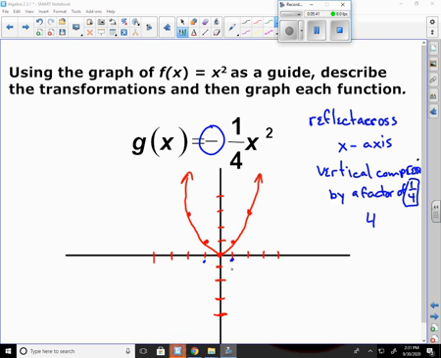Same thing here. This will only be at 1/4. This one, which was up at 4, will now be at 1. And this one that was up at 4, I'm just doing 1/4 times the 4 that it would normally have been, would now be at 1.